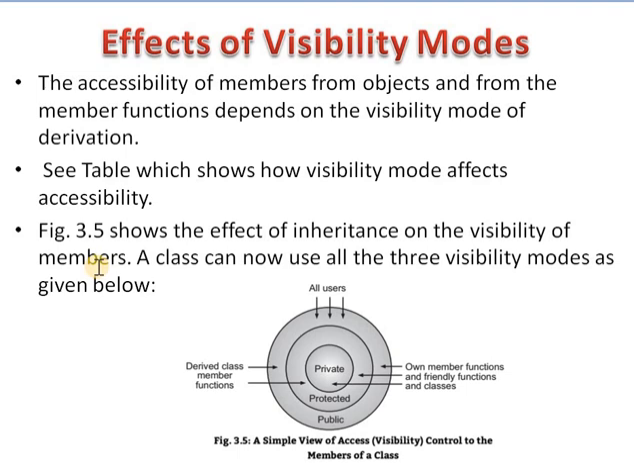The figure shows that all users can access the public region, and it is also accessed by the derived class. Next, protected: the protected members, or the protected class member functions, can be accessed by the derived class, and the private members are private to their defined class.